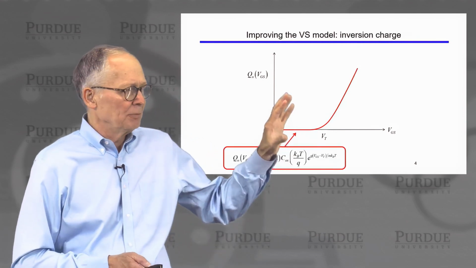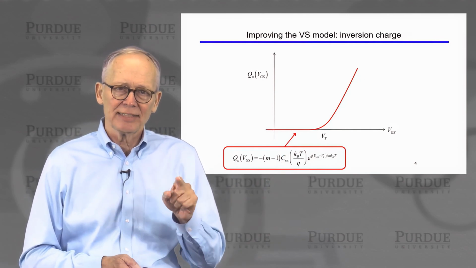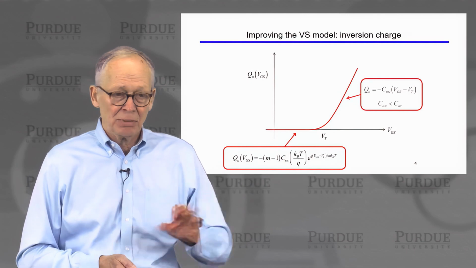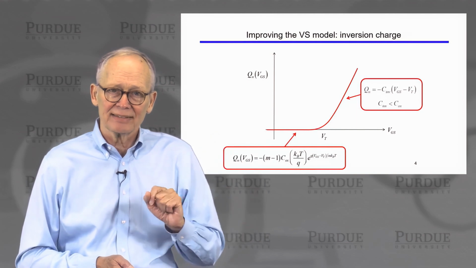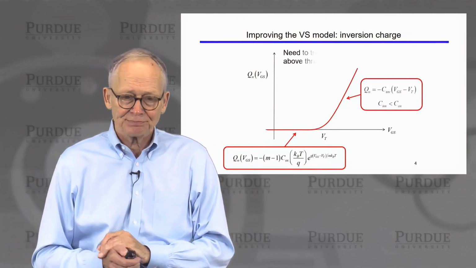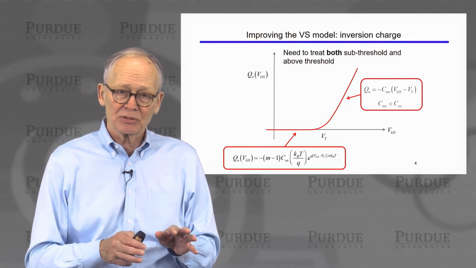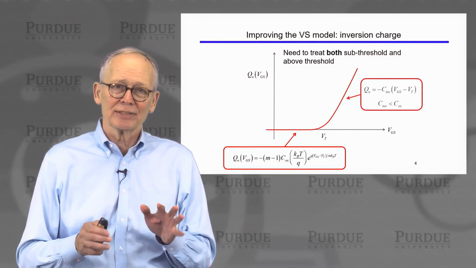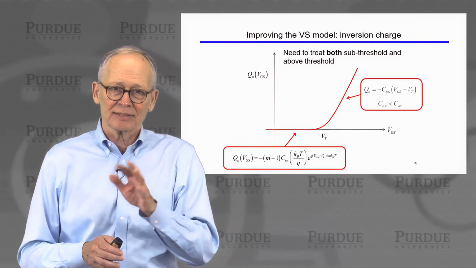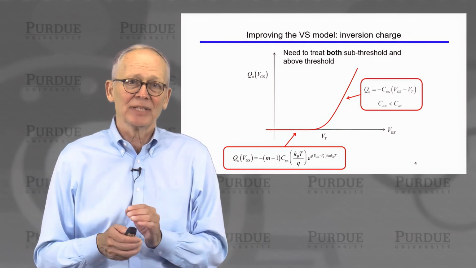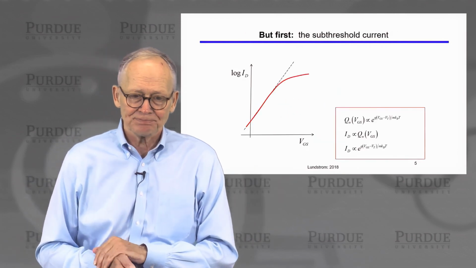You'll recall that below threshold, the mobile charge goes exponentially as e to the q Vg minus Vt over mkt. Above threshold, the charge goes as minus C inversion, which is a little bit less than Cox, times Vg minus Vt. Now, one of the things we're going to need to do is to treat both subthreshold and above threshold in one smooth and continuous way. Just as we introduced an FSAT function to smoothly go from linear to saturation region, we need to find some technique to smoothly go from this subthreshold expression to this above threshold expression.